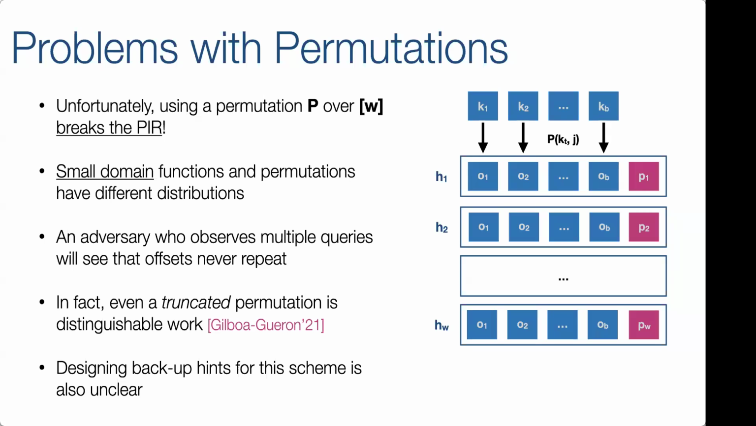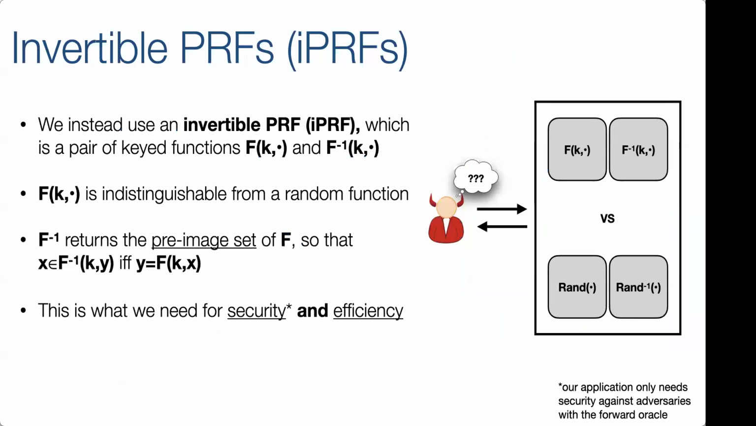In fact, even truncated permutations, for those of you who know what that is, aren't going to work. That's where you blow up the domain and the range size and mod down to force yourself to have some collisions. Even these are distinguishable from random functions on small domains. So we need something different. In fact, what we need is an invertible PRF, as the title of the talk may have suggested.